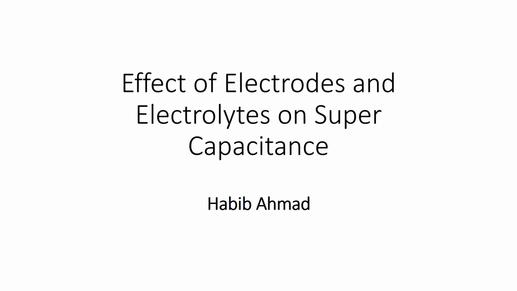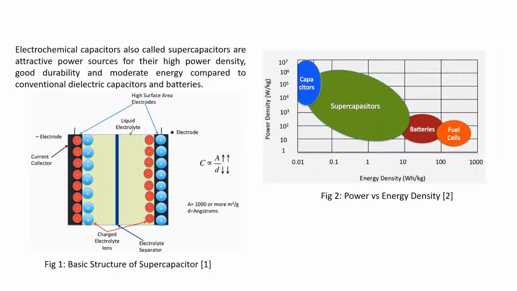So the presentation topic is effect of electrodes and electrolytes on supercapacitance. Unlike a ceramic or electrolytic capacitor, a supercapacitor does not have a dielectric. Instead, it uses the electrical double layer that is formed at the interface of the solid, that means electrode, and liquid electrolyte. Here, figure 1 is a representation of the structure of the supercapacitor.